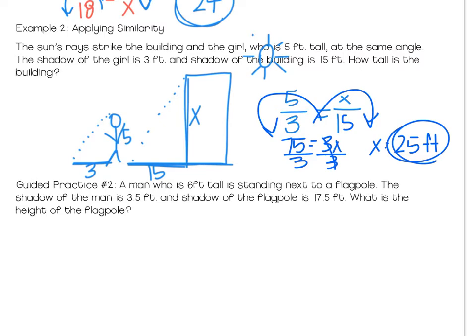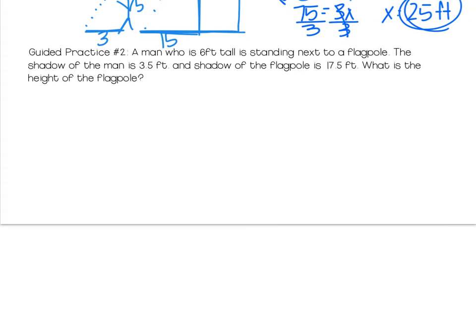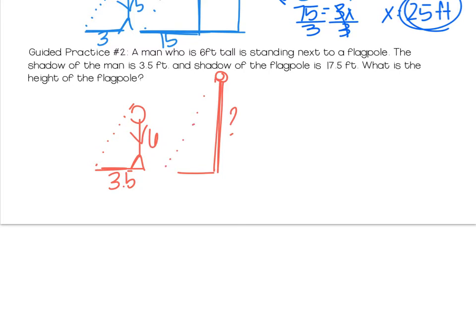Guided practice number 2, a man who is 6 feet tall is standing next to a flagpole. The shadow of the man is 3.5 feet. The shadow of the flagpole is 17.5 feet. I'm going to draw you a picture, then I want you to solve it. So the man is 6 feet and his shadow is 3.5 feet. The flagpole is, we don't know, and the shadow is 17.5. I want you to set up the proportion and solve it, and I'll give you the answer in just a second.